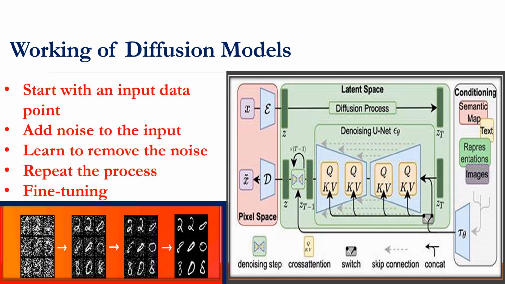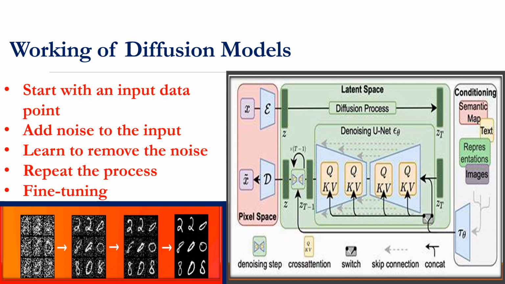Now, how do these diffusion models work? They generally work by gradually adding noise to the input data points and then removing that noise in order to reconstruct the original data point. First, in order to make this diffusion model, we start with the input data point, which could be an image, a piece of text or any type of data. Then we add noise to the data, such as randomly swapping words in a sentence or adding some random colors to that image.